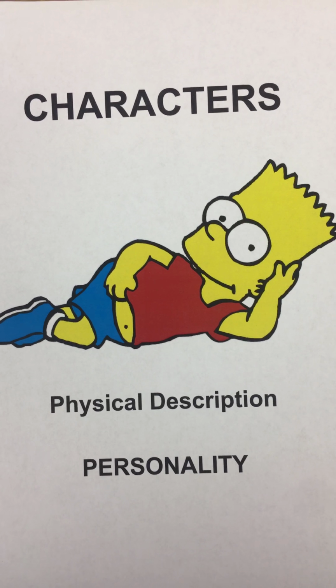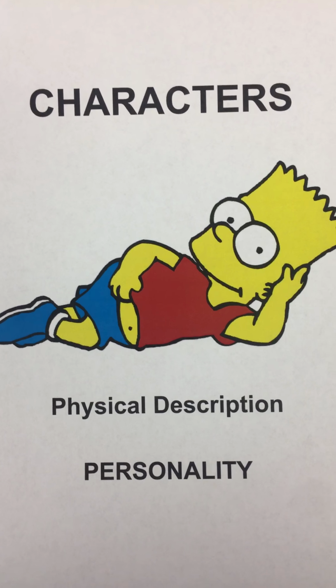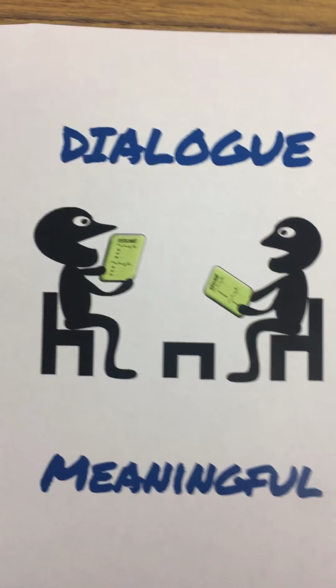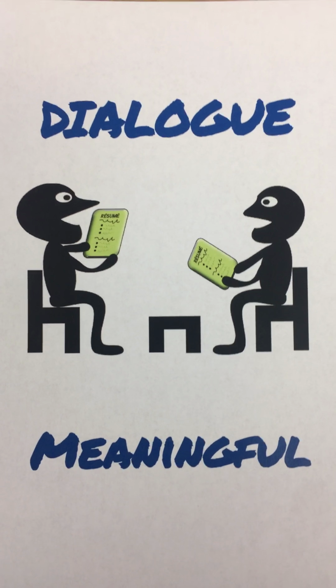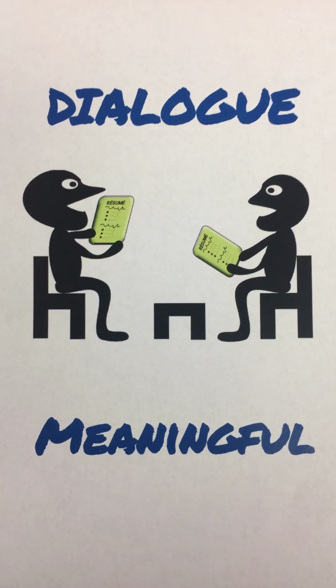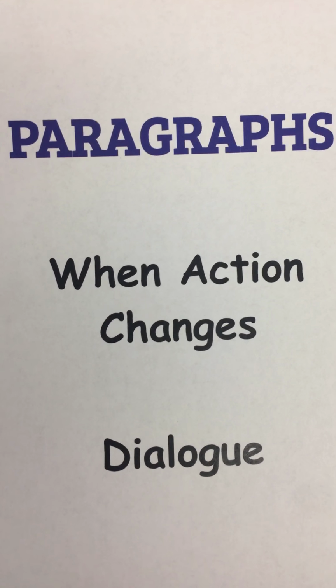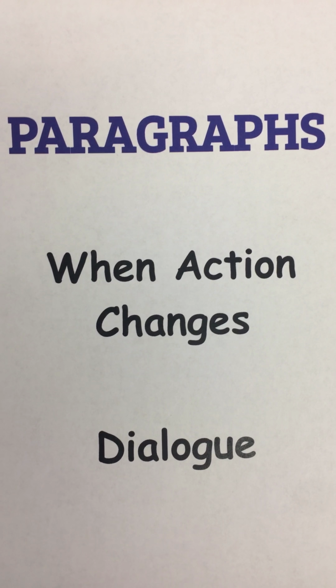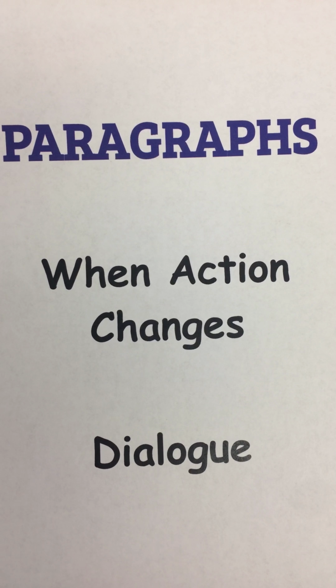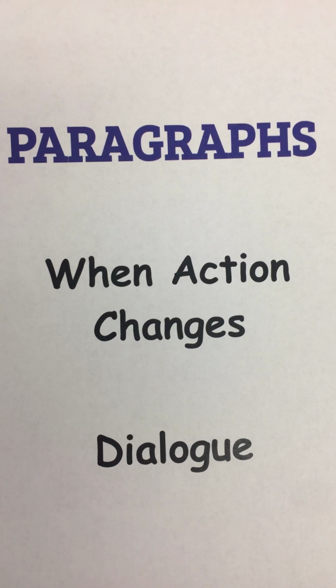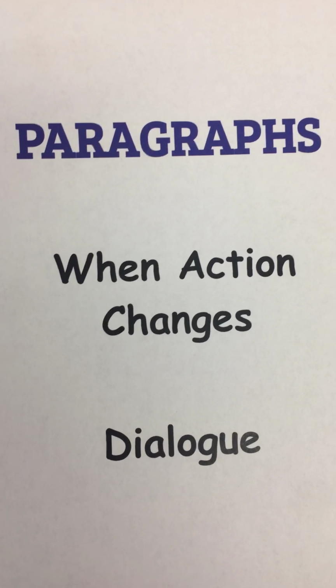Your characters need a good physical description, and you need to let their personality come through in their actions. Characters should have good dialogue. The dialogue needs to be meaningful to the story and help the story move along. And finally, your story needs to be written in multiple paragraphs. When the action changes, the setting changes, or the dialogue changes, start a new paragraph. Good luck, be creative.